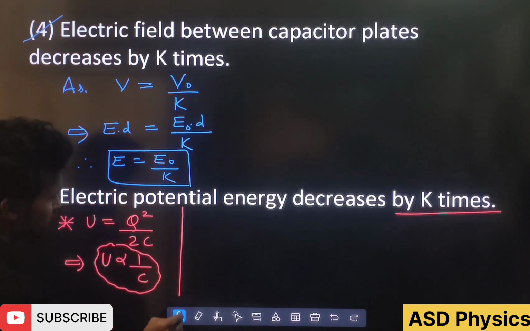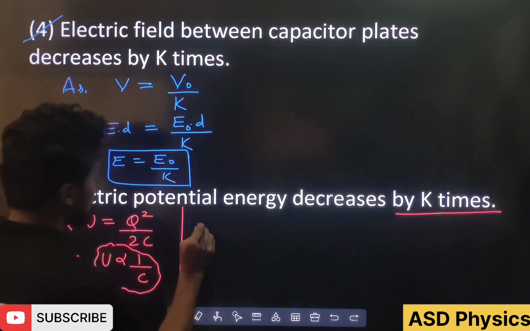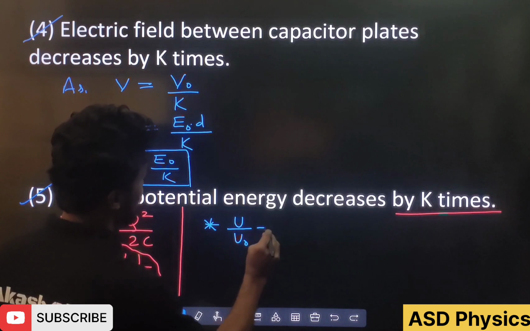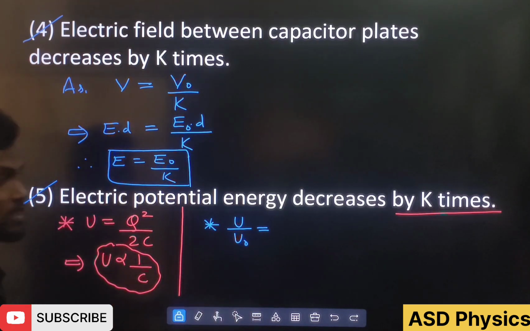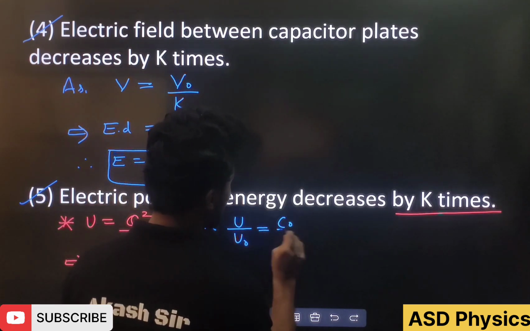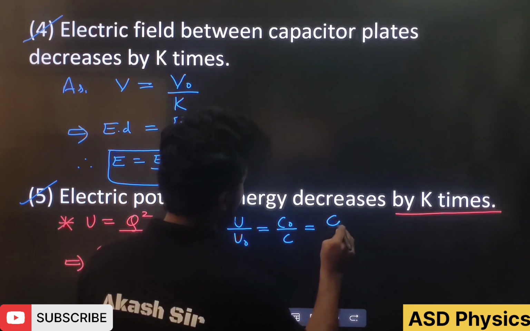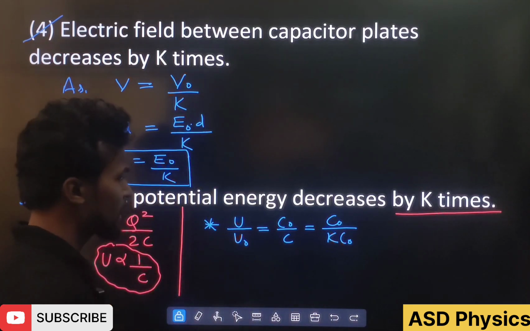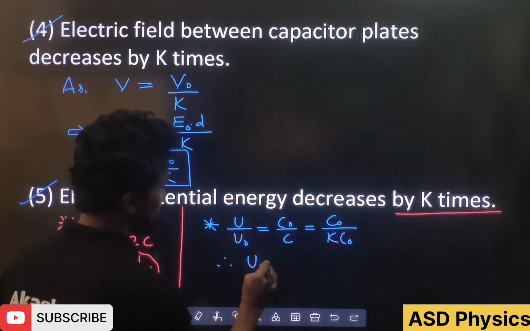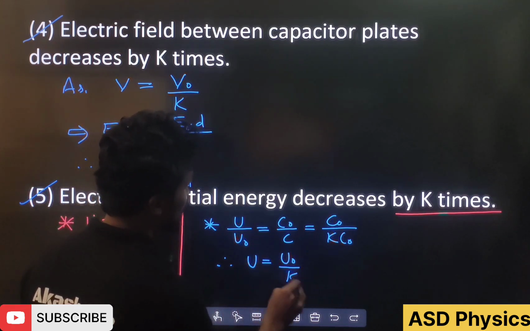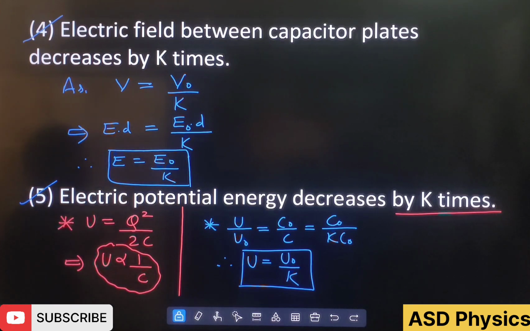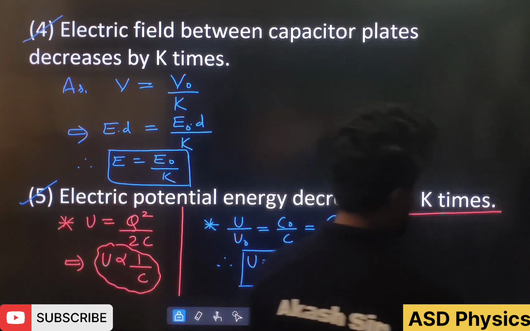So students, when U is inversely proportional to C, what can we write here? I can write U by U naught is equal to, inversely proportional means C naught by C. And here you know very well, C is given by K C naught, so C naught cancels out. That means this energy is given by U naught by K. So students, all these cases we have covered when the battery is disconnected.